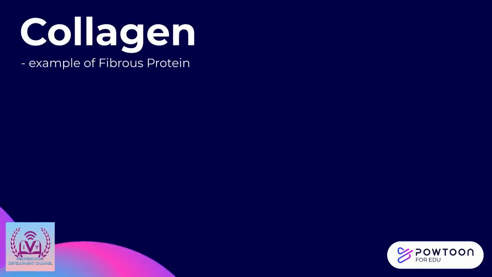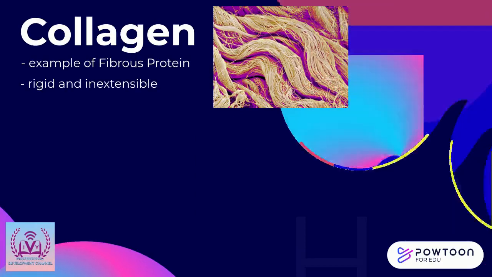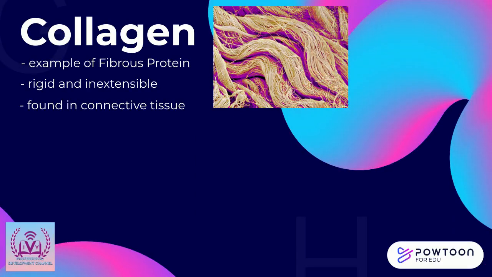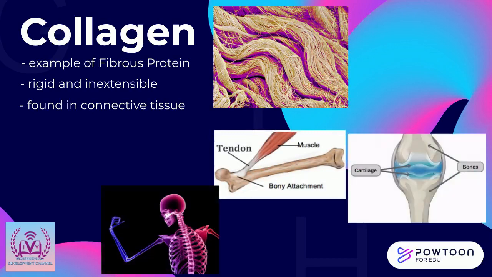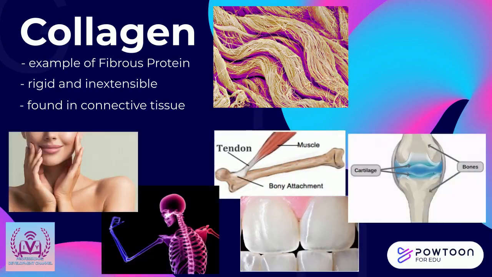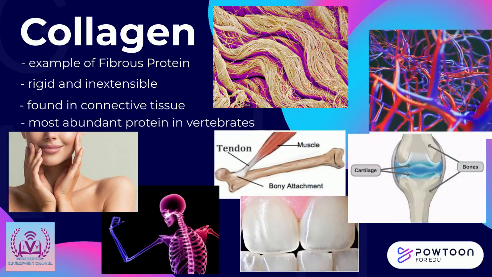Collagen is one example. It is a rigid, inextensible fibrous protein found in connective tissue of animals, including tendons, cartilage, bones, teeth, skin, and blood vessels, making it the most abundant protein in vertebrates.